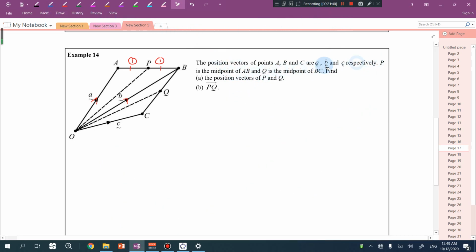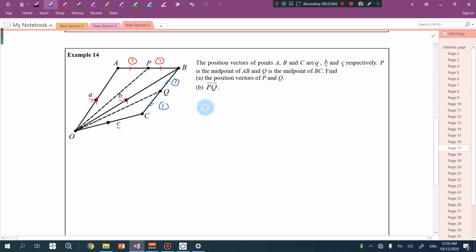Okay, now P is the midpoint of AB, so I write it here 1, 1. Q is the midpoint of BC. Same thing happened here. 1, 1, because Q is a midpoint, you can draw a sign like this. You can try to use the formula that I showed you just now, but here I won't use that formula. I will show you the longer step one.